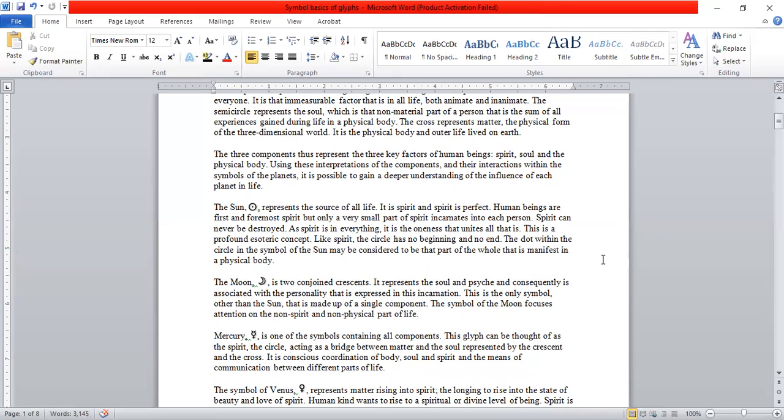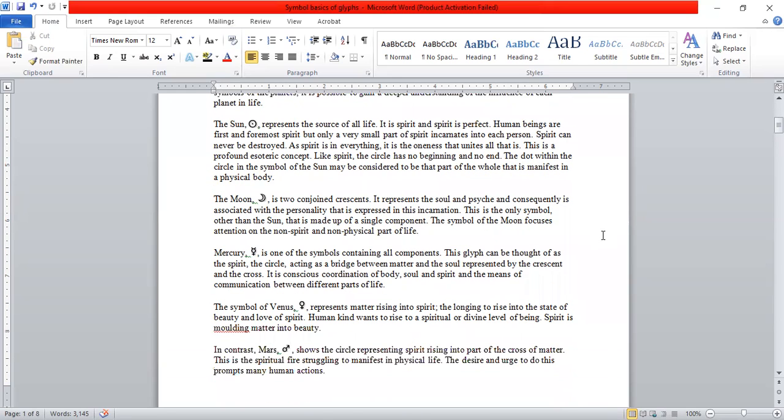Like spirit, the circle has no beginning and no end. The dot within the circle in the symbol of the sun may be considered to be that part of the whole that is manifest in a physical body. The moon. The moon is two co-joined crescents. It represents the soul and psyche, and consequently is associated with the personality that is expressed in this incarnation. This is the only symbol other than the sun that is made up of a single component. The symbol of the moon focuses attention on the non-spirit and non-physical part of life.